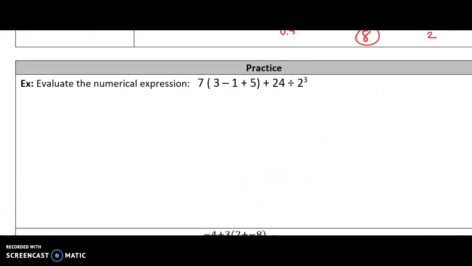All right, let's go ahead and evaluate some numerical expressions. Our first example is 7 times the quantity 3 minus 1 plus 5, plus 24 divided by 2 to the third power. So let's do please excuse my dear Aunt Sally. Please is the parentheses, so I'm going to do the parentheses first. In the parentheses, I have addition and subtraction, which we do from left to right. I'm going to do 3 minus 1, which is 2, and then 2 plus 5, which is 7.